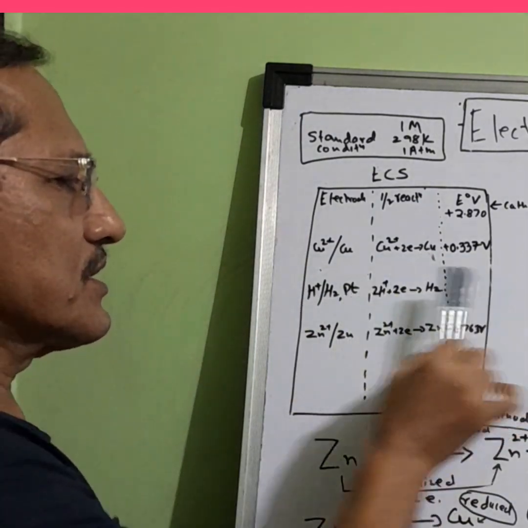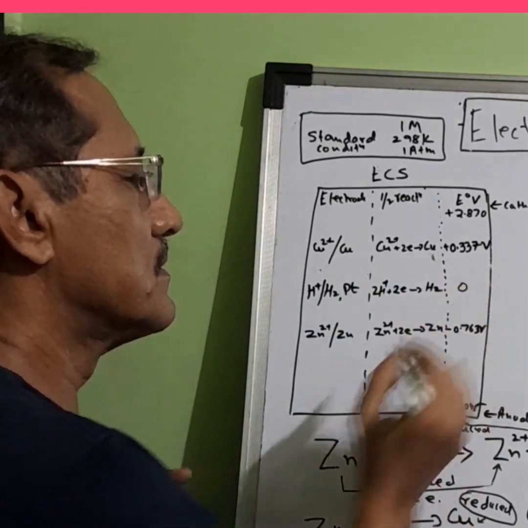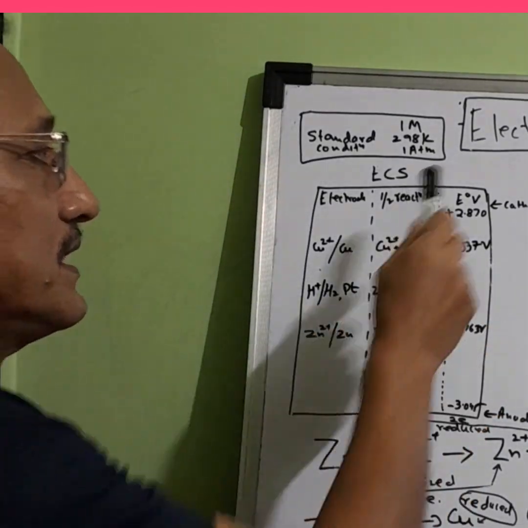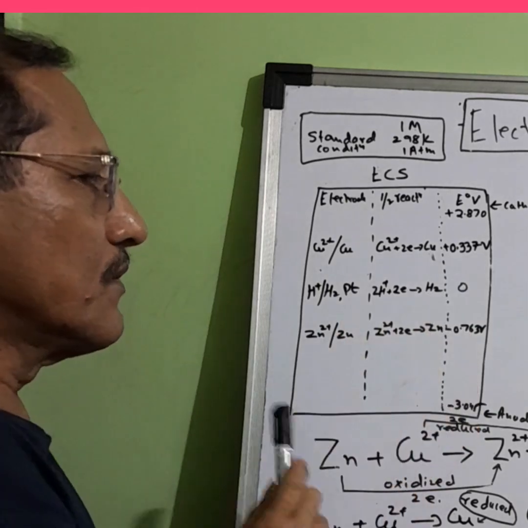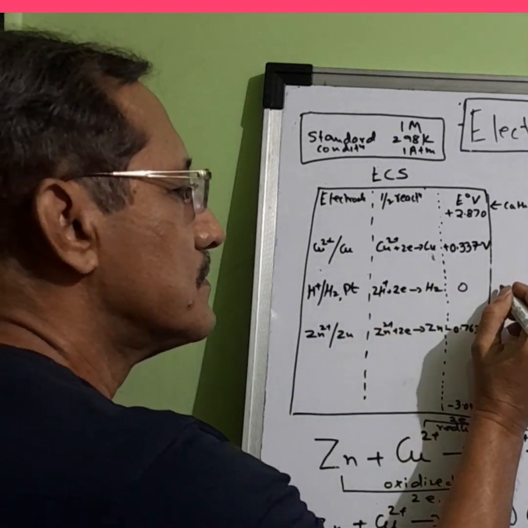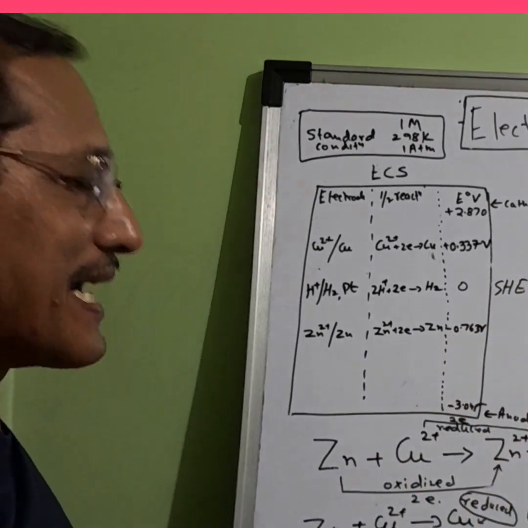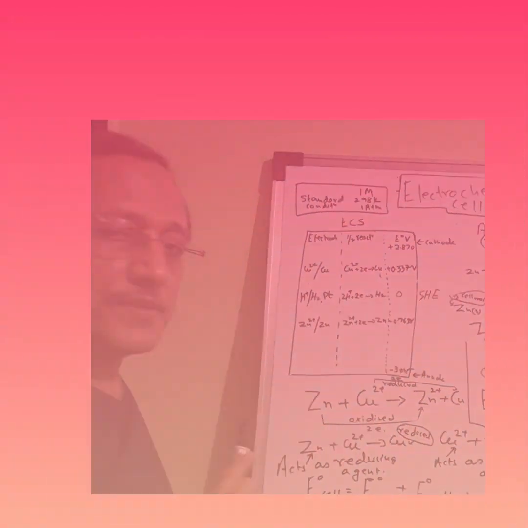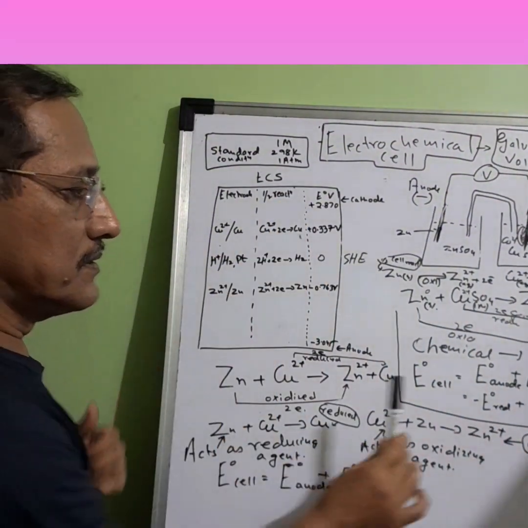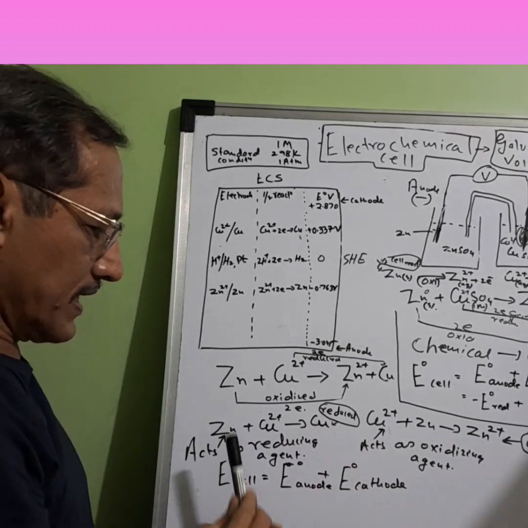I also wrote this here because E0 is 0 for hydrogen. We call this SHE, the standard hydrogen electrode. This is what I had explained earlier. Now let us get back here.